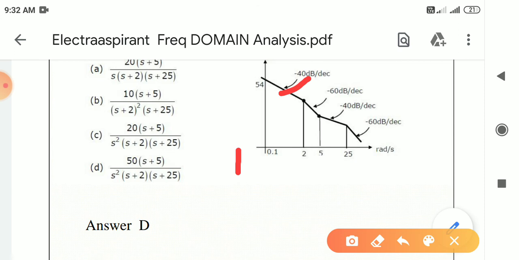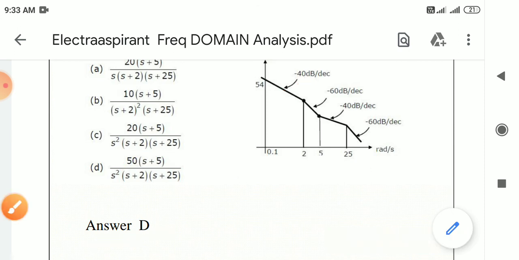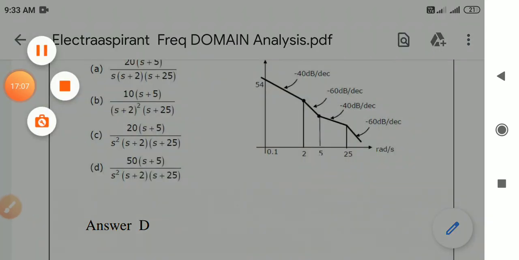Now find 20 log K dash, which is equated with the gain at 1 rad per second. The gain at 1 rad per second will be 14 dB. Now by equating, you will get the value of K dash. Then by using that relation, we will be able to find the value of capital K. It becomes 50. So the answer is D. Thank you for listening. Thanks.